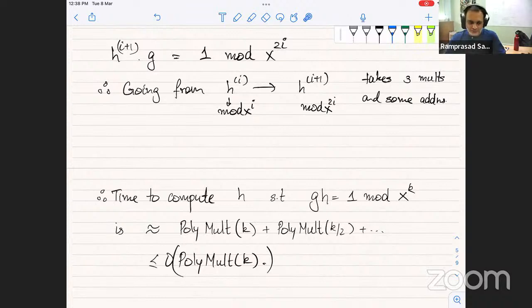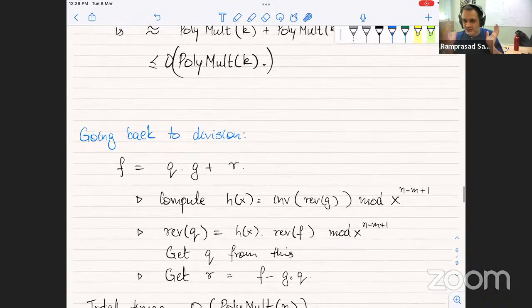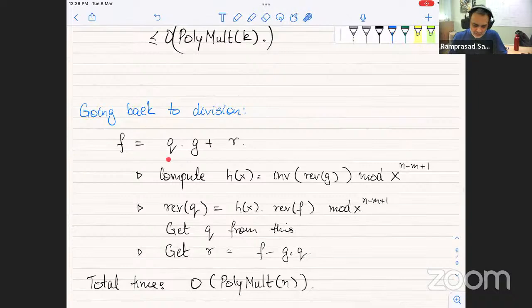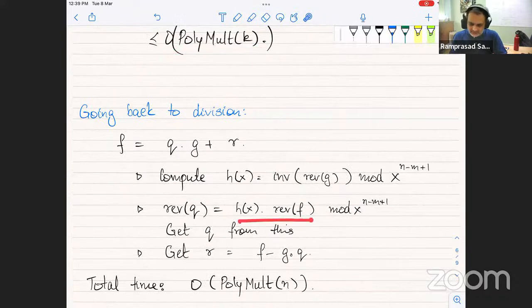Okay, so overall, what this tells us is that if we go back to division, this was our original task. What did we need to do? In order to do this, we first compute the inverse, modulo whatever this is. Then let's do this multiplication mod this, throw away all the higher degree terms and get q from this. And then we set r to be equal to f minus g times q. And we know that this step takes order PolyMult. This step takes order PolyMult. This step also takes order PolyMult. So overall, whatever the time was that you needed to multiply two polynomials, that's roughly what you took right now. So this basically tells you that you can do polynomial division basically as fast as you can do polynomial multiplication.